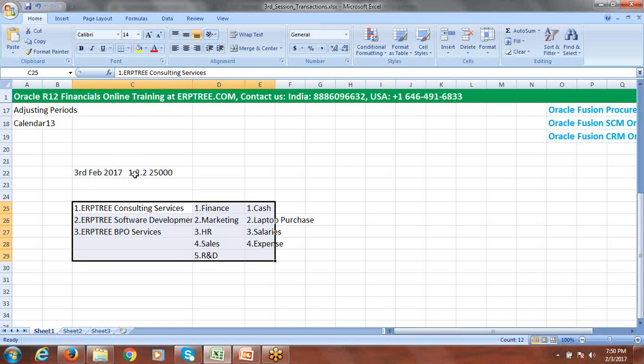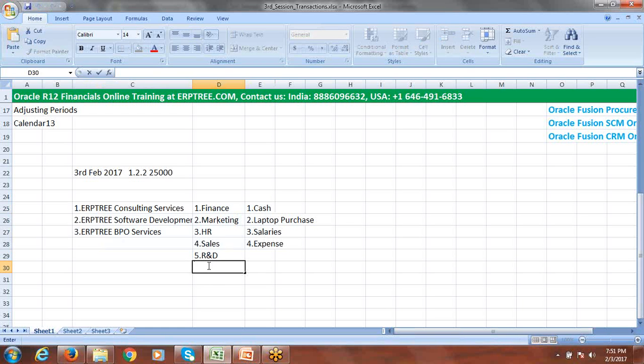Say, for example, we are paying the salaries. When you are paying the salaries, which department will be paying them, finance or say payroll department? So the payroll department will be paying the salaries, so I'll take the payroll department here. Now the payroll department is going to pay salaries for the company, consulting services.